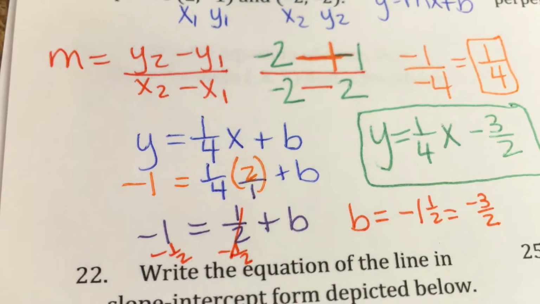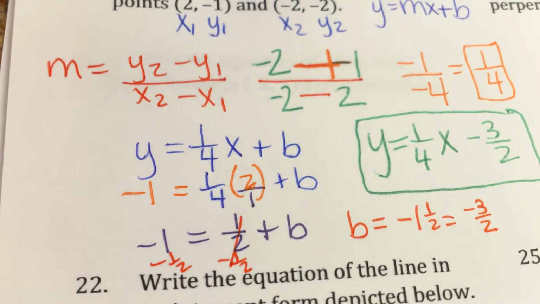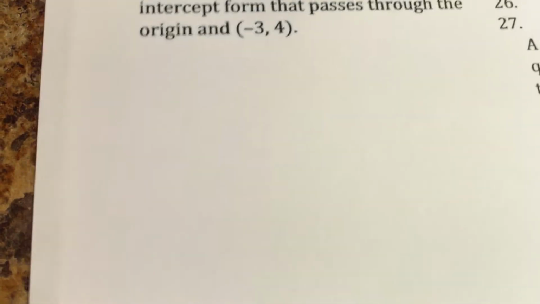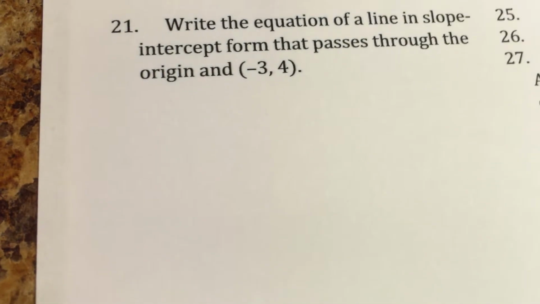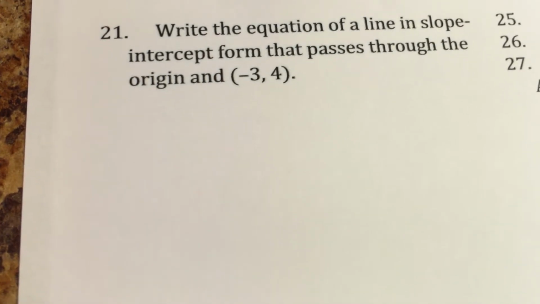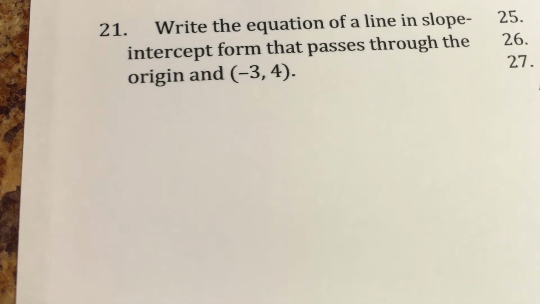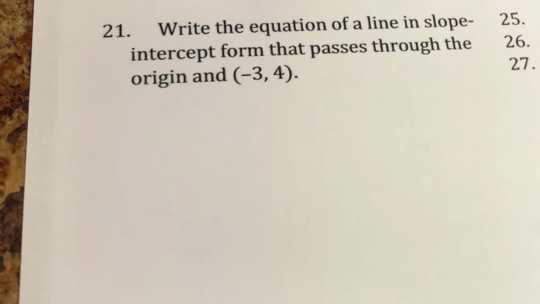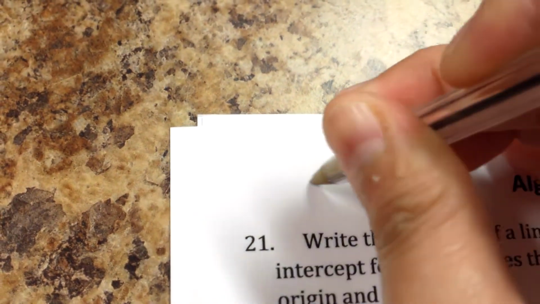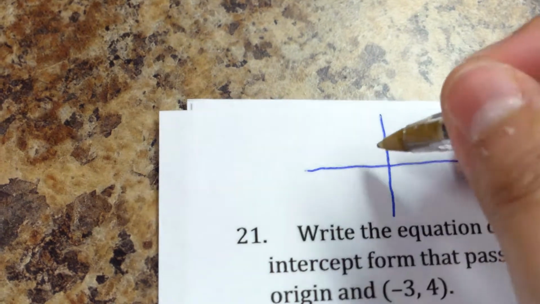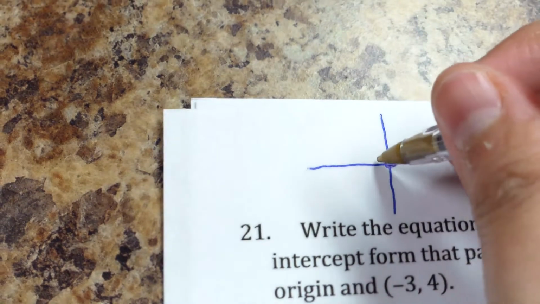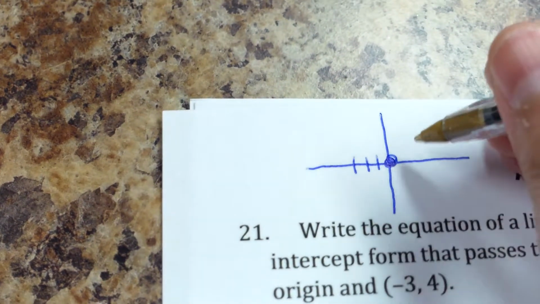Let's go ahead and do one more because I know it's a review. So 21. Write the equation of a line in slope-intercept form that passes through the origin and negative 3, 4. Okay, so if we were to actually graph this, my origin is 0, 0. And here it's saying negative 3, 4. So negative 3, positive 4.